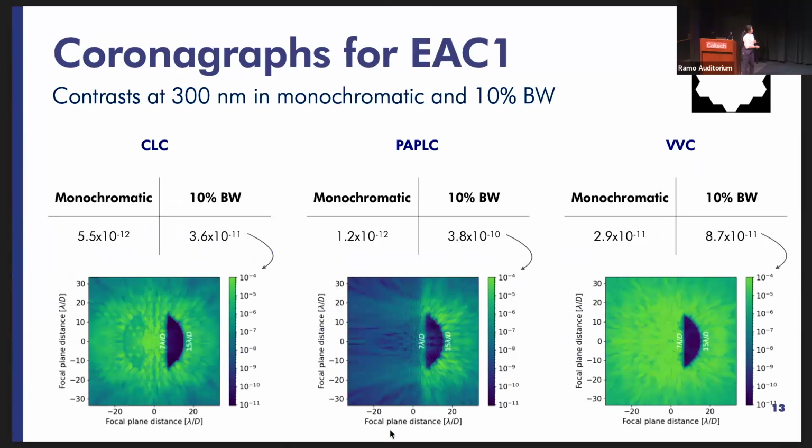And then when you start looking at the contrast, the images here are all what the dark holes would look like at 10% bandwidth.